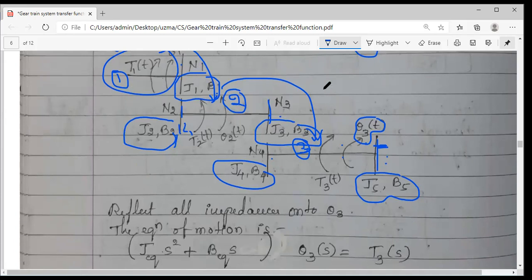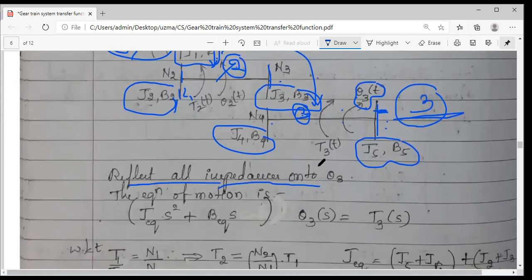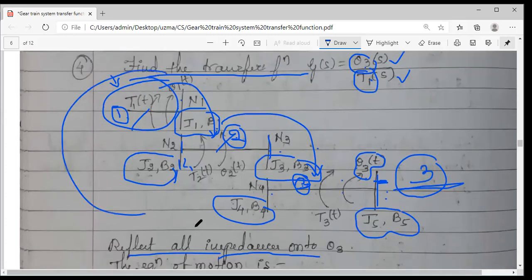Now, the important thing is that we need to go through the series of reflections. The final destination shaft is this, the third. So I take the reflection of all impedances, that is 1, 2, 3, on the third. The first shaft has only one gear, and the second shaft has two gears. So we have to consider all. Reflecting all the impedances on theta 3, how can I draw this equivalent circuit?